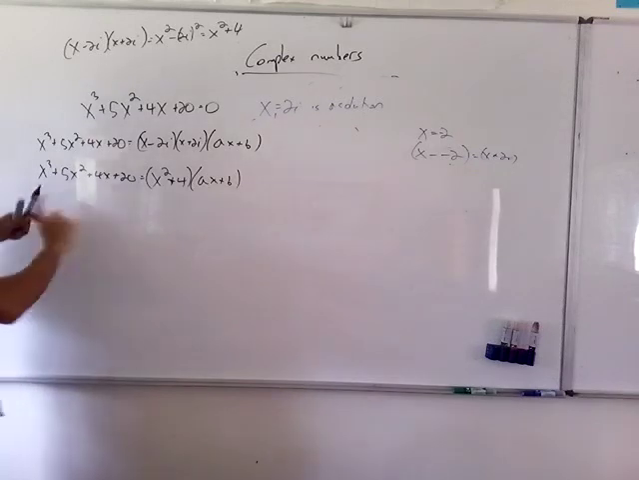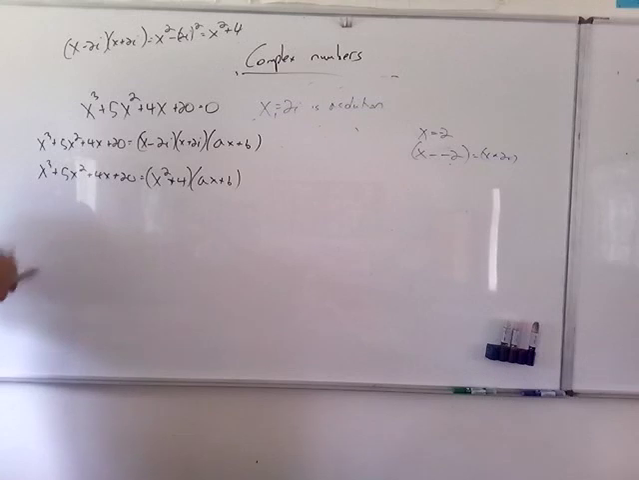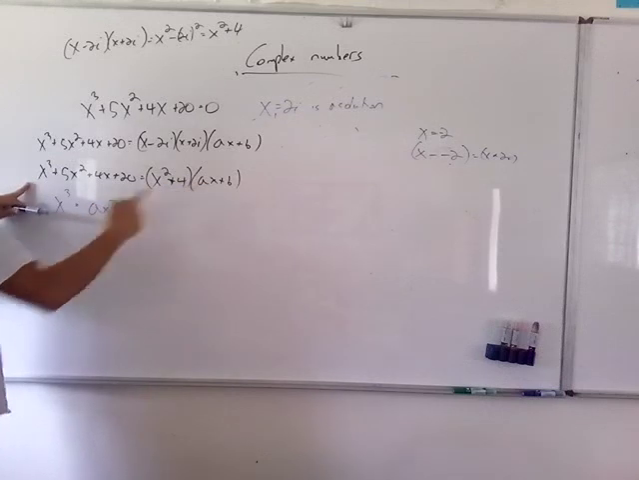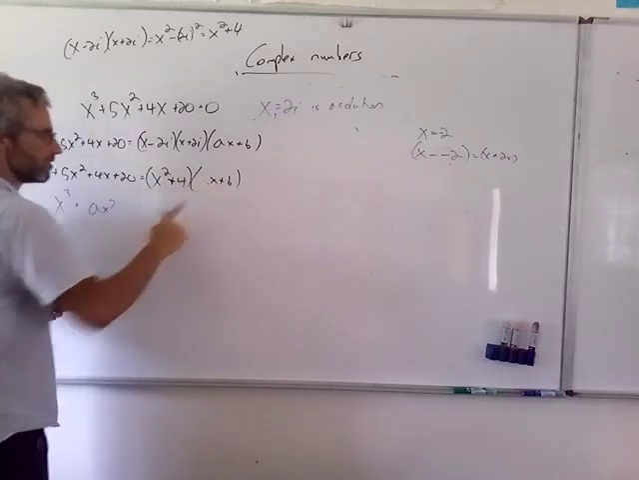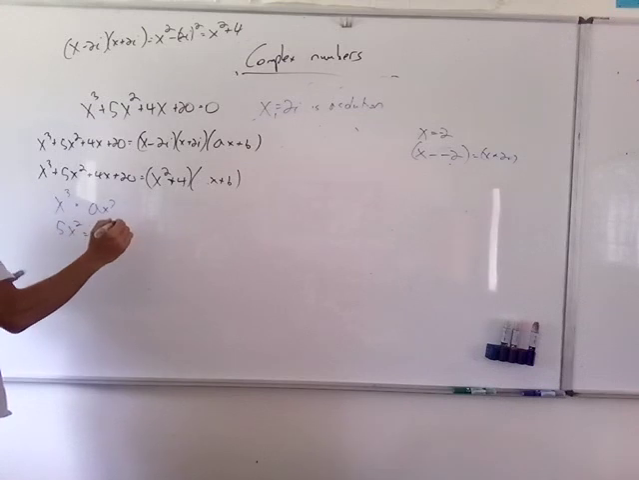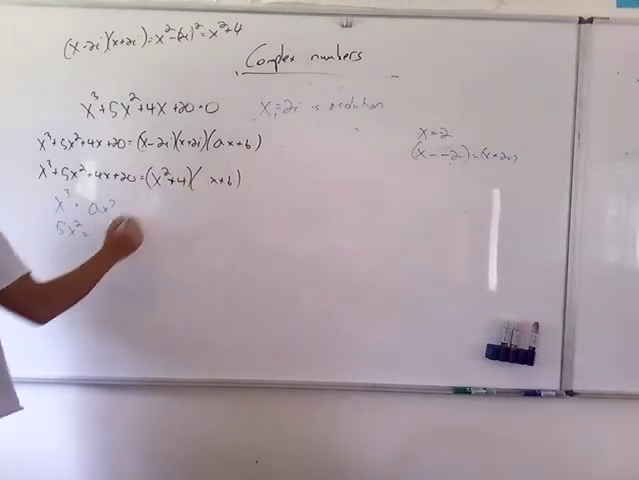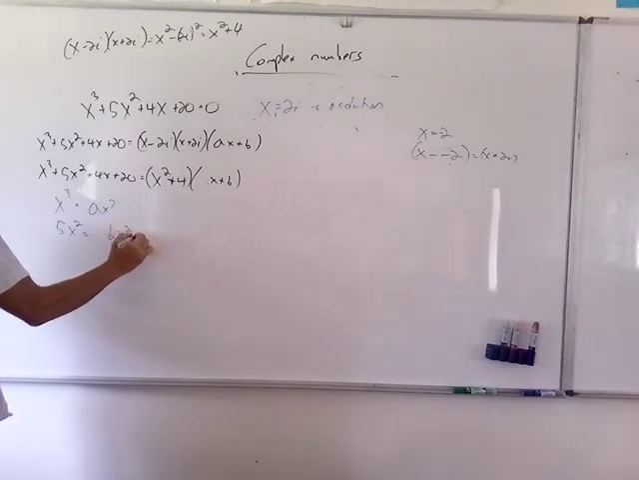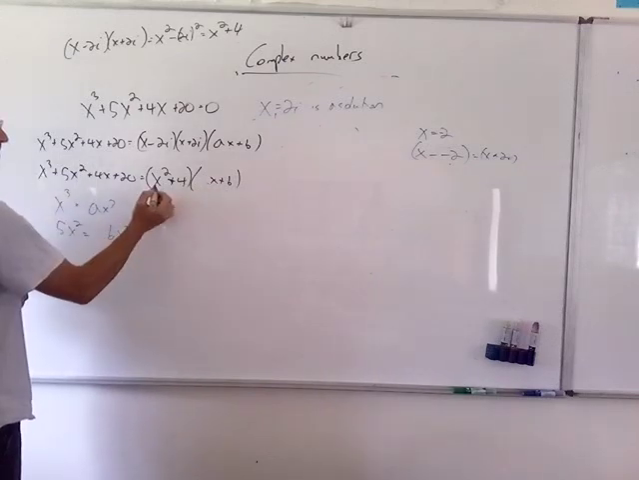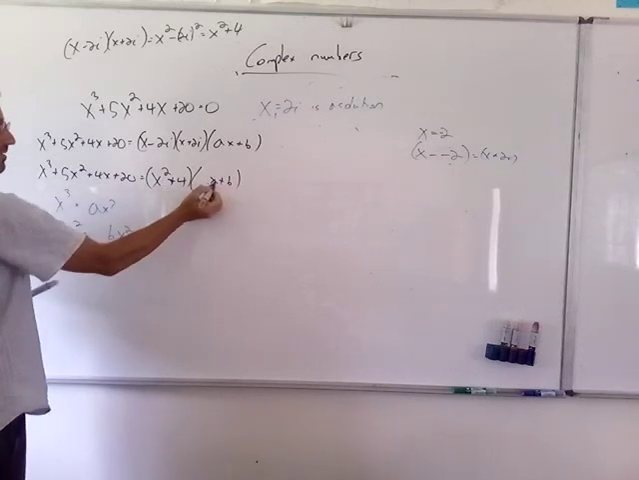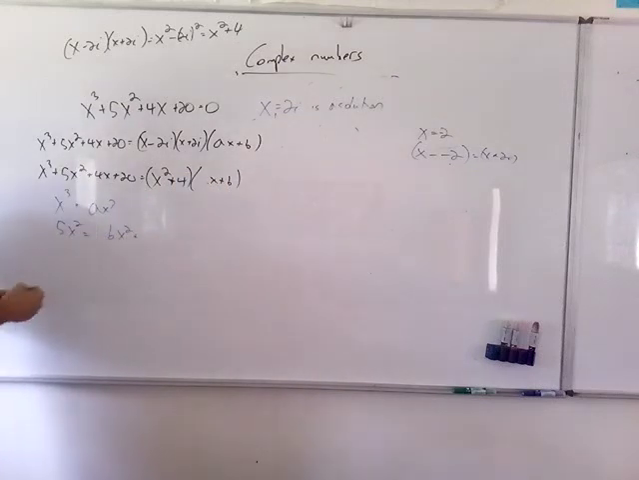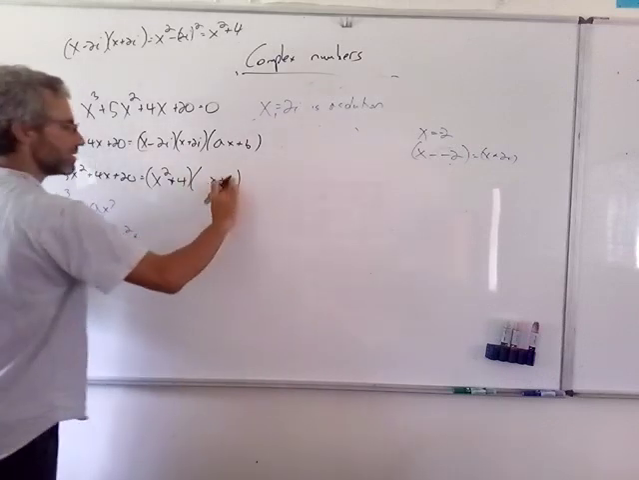At this point I'm looking at x cubed. So x cubed must be equal to ax cubed, because that's the only cube. In other words, a is equal to 1. Next, the x squared: 5x squared must be equal to x squared times b, so bx squared. There's no other squares I can make here. The 4x is just a number. So b is equal to 5.